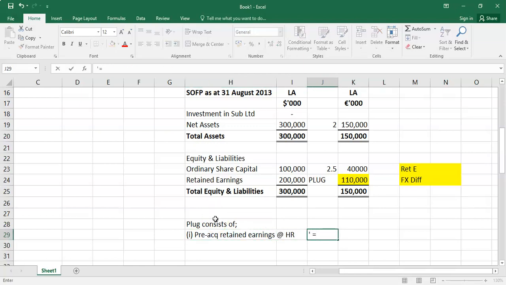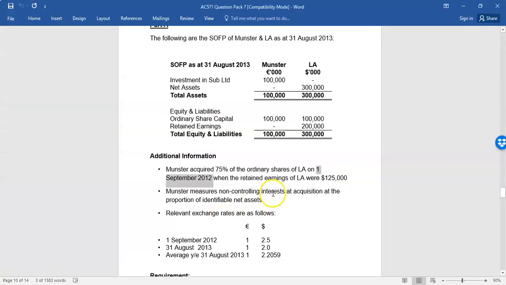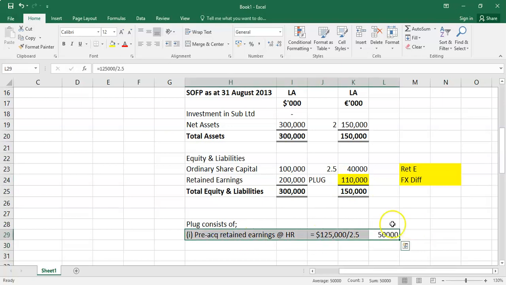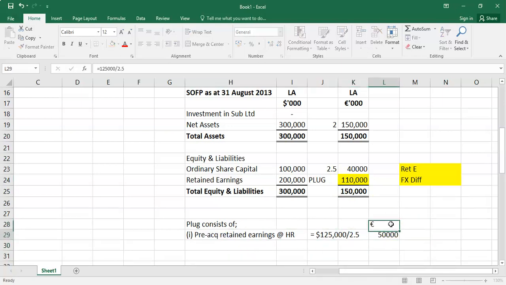So in our case here, we're told in the question, we acquired it at the 1st of this year, retained earnings were 125, divided by 2.5, which is the historical rate. So of that 110,000, 50,000 is pre-acquisition retained earnings. Now be careful. What do we do with pre-acquisition retained earnings? That's going to the goodwill working. So once we've got this working done, a lot of the rest of them, goodwill, NCI, are very similar. You're just setting it up is the hardest part.